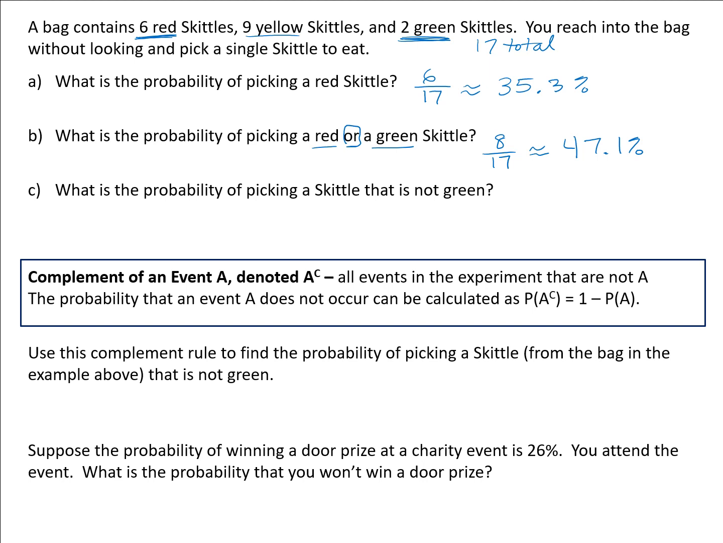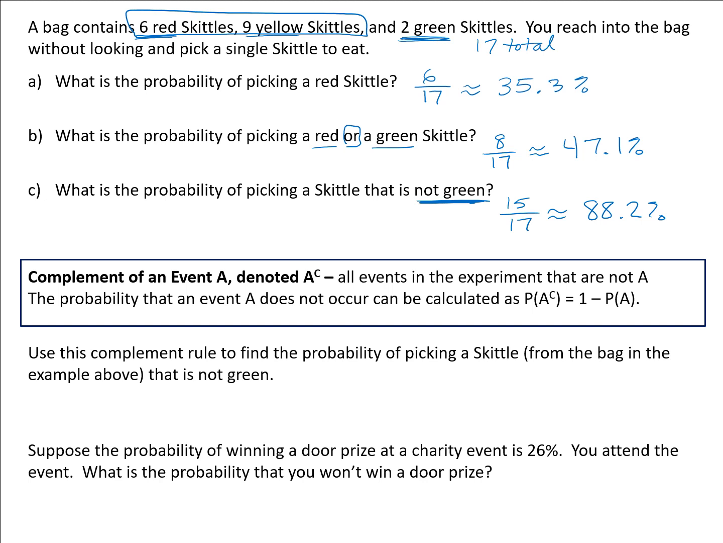Next question, what is the probability of picking a Skittle that is not green? Well, if we're not green, we have to be one of the other two colors, and the other two colors are red and yellow in this example. So not being green means everything else. So there are 6 and 9, that's 15 Skittles that are not green out of 17 total options. 15 divided by 17 gives me a percentage of 88.2%. So there's an 88.2% chance of not getting a green.